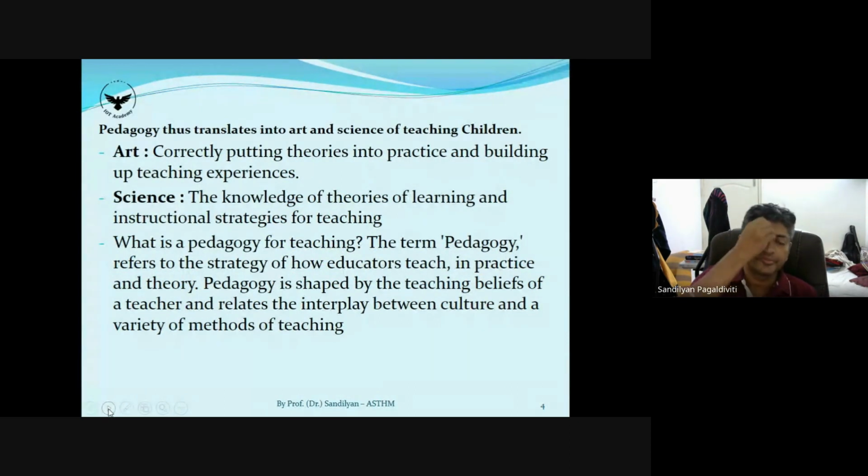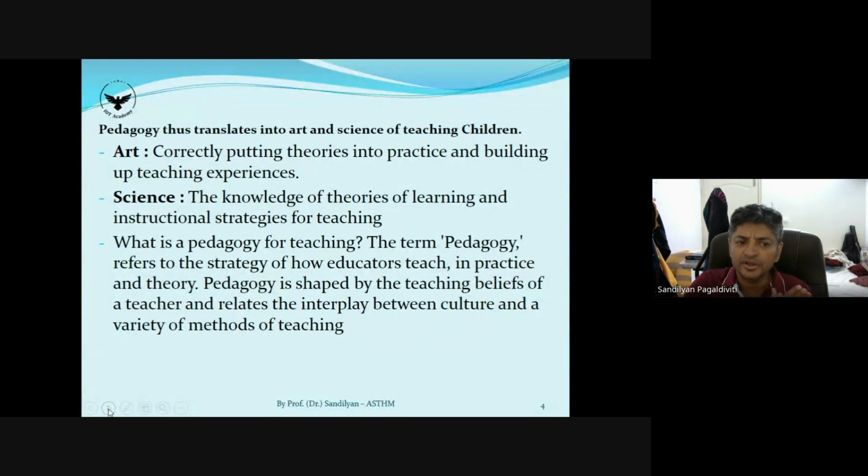So art is correctly putting theories into practice and building up the teaching experience. Ideally, you don't teach from the textbook or from content which is already there. You make the class lively by sharing your own experiences and building upon those, so that the sessions are more attractive to the students.